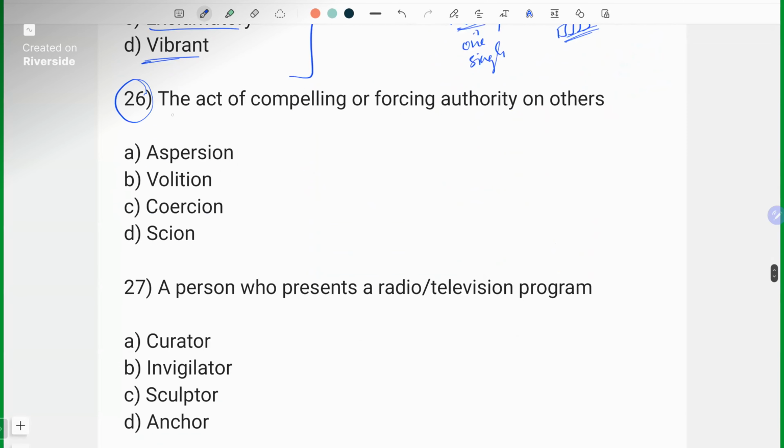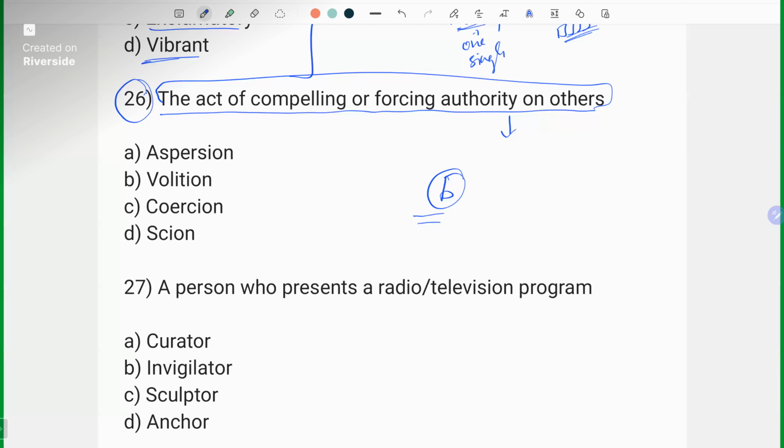Question 26. The act of compelling or forcing authority on others. Option B. Forcing someone. Option B, ma'am. Okay. Any other answer? See here, know the word coercion. Coercion means the act of compelling someone, especially using their authority. That is coercion. Okay.